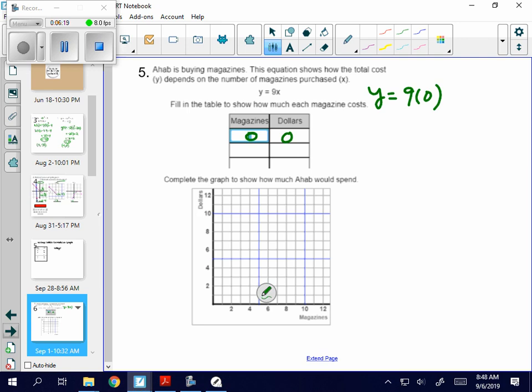And now when I go to choose my next x value, I have to keep in mind what's the most total cost that will fit in here. This graph only allows me to go up to 12. So I know that if I plug in 9 times 1, that y will equal 9. That will fit, and I won't have room for more points on this particular graph. So if I plot the point 0, 0, and 1, 9, I have my function. Technically, this function is discrete, because you can't buy half a magazine. So on this graph, I'm only able to fit those 2 dots.